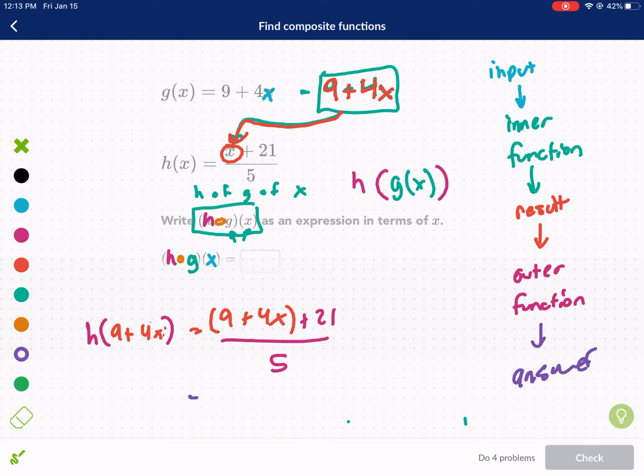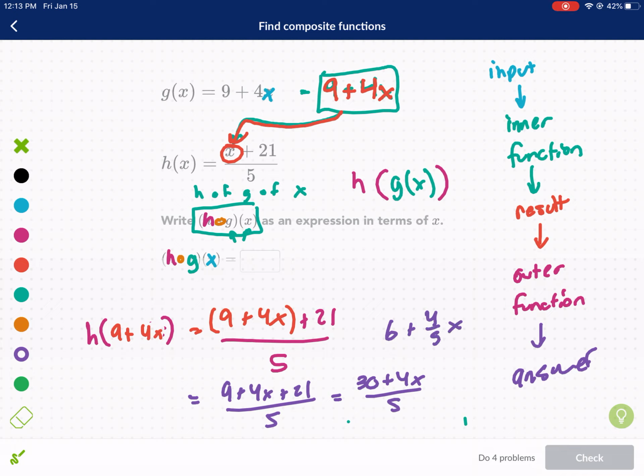So we're going to use purple. So we have 9 plus 4x plus 21. There was nothing to do in the parentheses, so I got rid of them. So I have 30 plus 4x divided by 5. And probably can just leave it like that. I'm not sure what else they want us to do. Maybe they want it in terms of 6 plus 4 over 5x. We did 30 divided by 5. Let's hit 4 over 5.